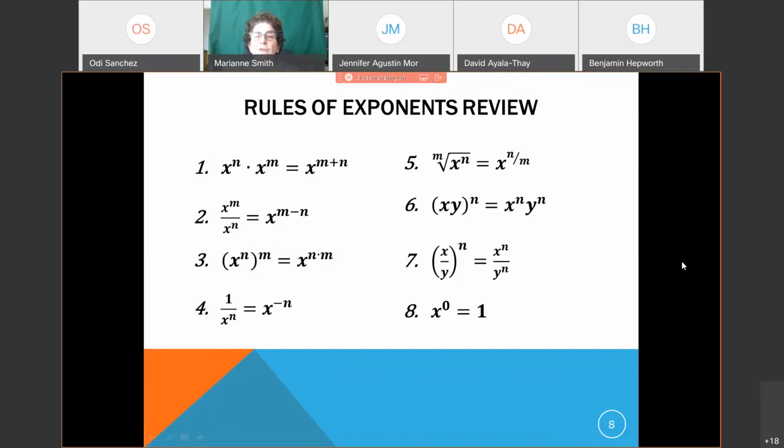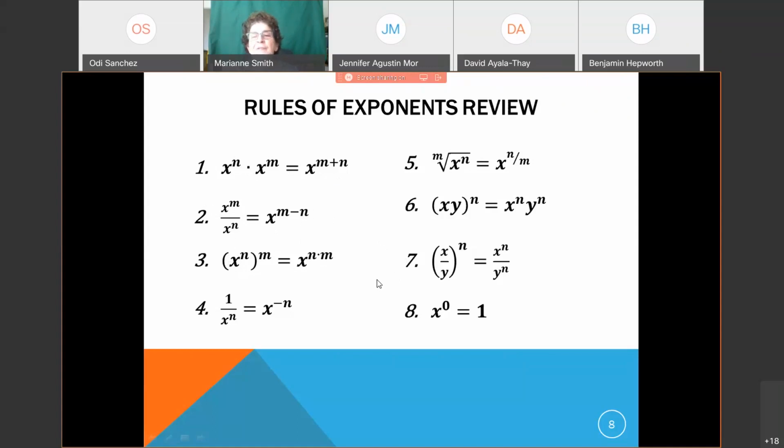Everybody's seeing the rules of exponents review? We're good with that? A lot of these rules of exponents are pretty basic. If I have x squared times x cubed, I add the 2 and the 3 to get x to the 5th. If I have x cubed divided by x squared, I do 3 minus 2 and get x to the 1st. Here's where you're raising a power to a power: you multiply the exponents. Everybody's good with those.